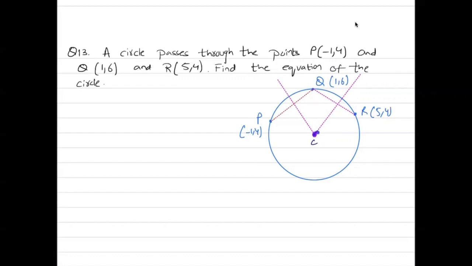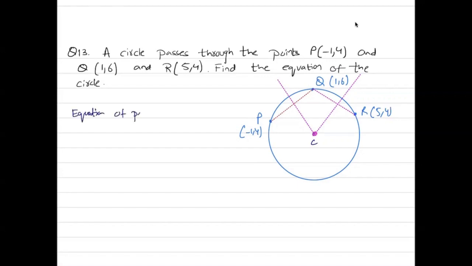So we need this point. For that, we are going to first find the equation of these two lines. So what is going to be my first step? I'm going to find the gradient of the line. We'll use the formula. Yes.